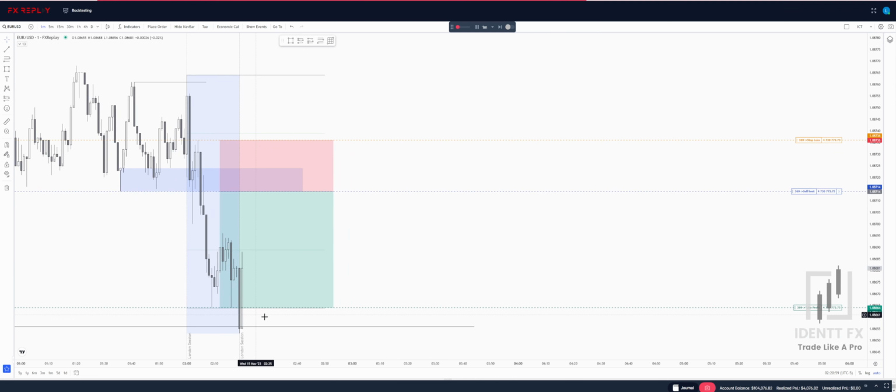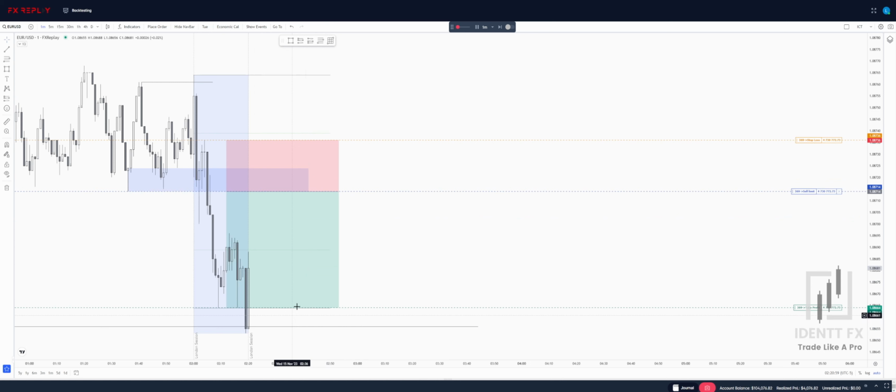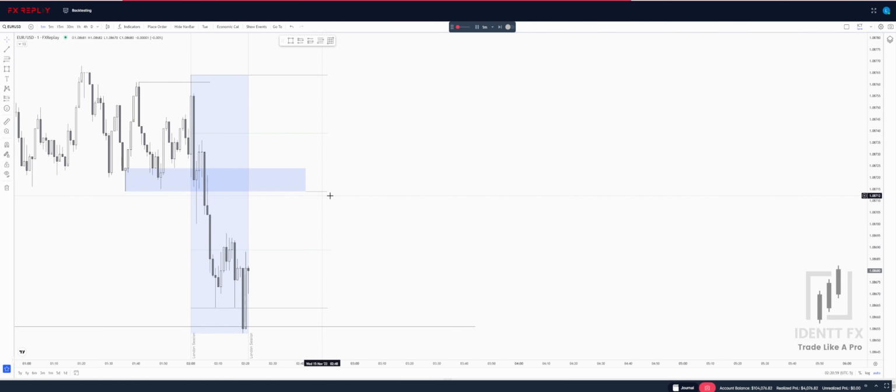Seems like we put in relative equal lows, and now we took out that major sell side that I was speaking about. So I'm going to remove my limit. This is not going to be a trade that I take.